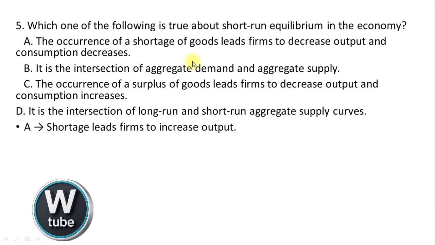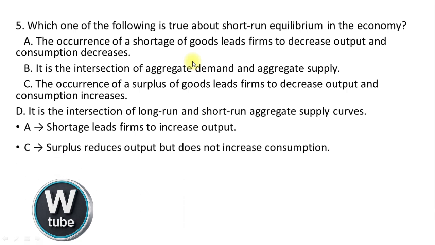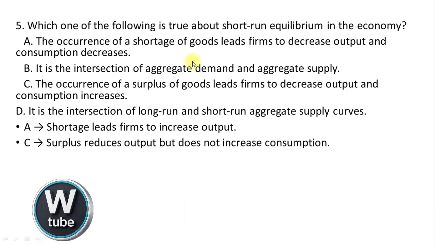A is not the answer because a shortage of goods leads firms to increase output, not decrease. C is also not the answer because a surplus reduces output but does not increase consumption. And D is also not the answer because the intersection of long-run and short-run aggregate supply curve defines long-run equilibrium rather than short-run equilibrium. As a result, the correct answer is B.